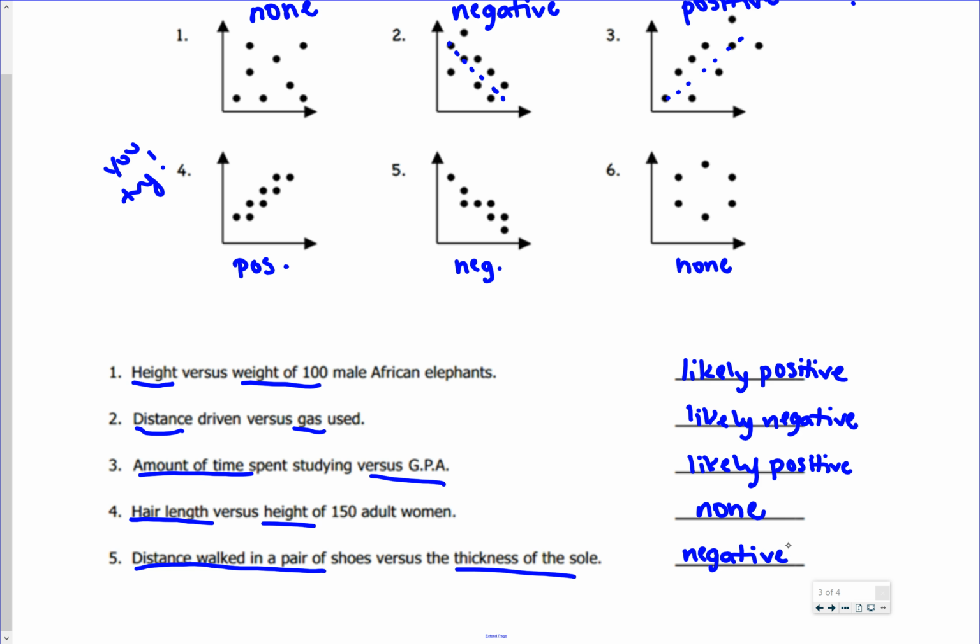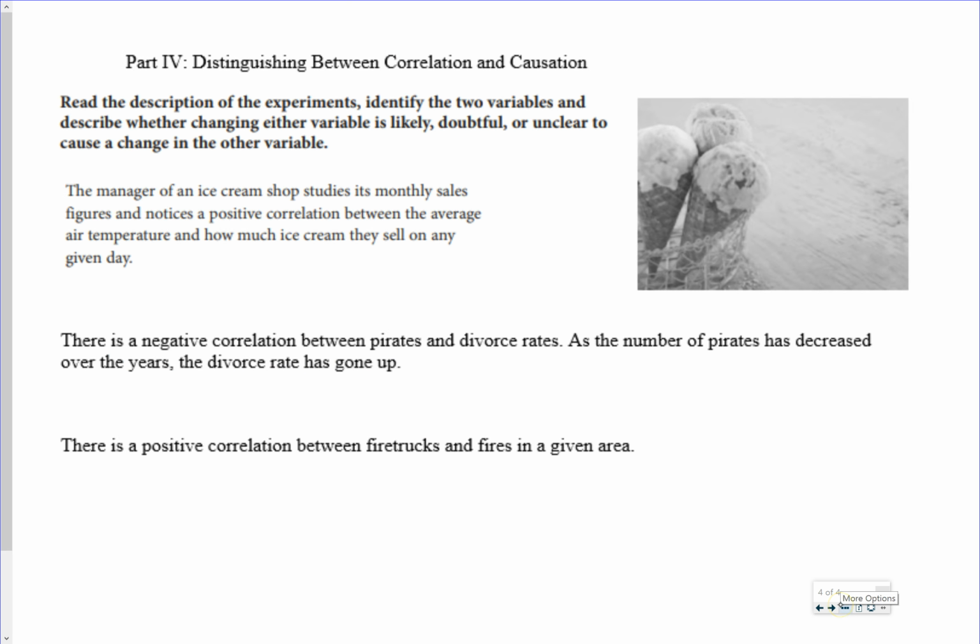Okay. The last thing we need to talk about is, and it's kind of very similar to what we just did, distinguishing between something being correlated and that correlation causing the other. So we just did a little practice of that, but let's take a look at some other examples, okay? So this says first read the description of the experiments and identify the two variables, and then describe whether that variable is likely, doubtful, or unclear to be causing a change in the other.